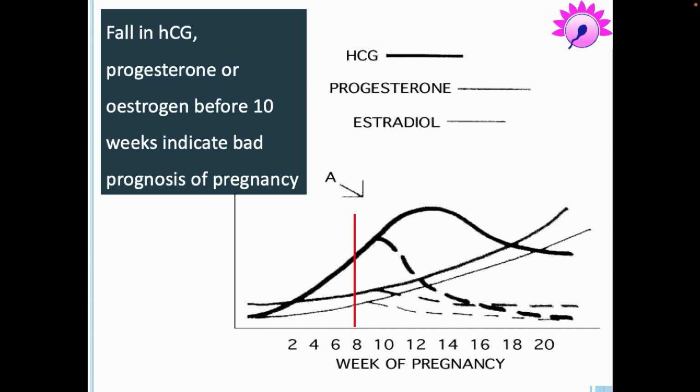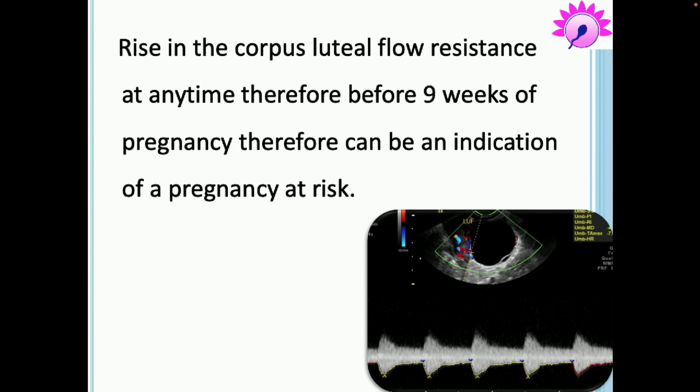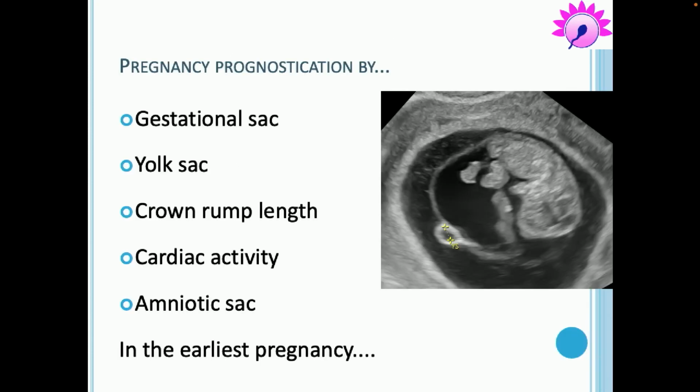We know that the progesterone levels can be predicted from the corpus luteal flows, and therefore it is essential that at least till 8 or 9 weeks, every corpus luteal flow must be evaluated. In every pregnancy, corpus luteal flow must be evaluated, and if you find a rising RI in the corpus luteum, this is a sign of a bad prognosis. These patients, if they are supported by progesterone, even if it is a natural pregnancy, can have a better prognosis.